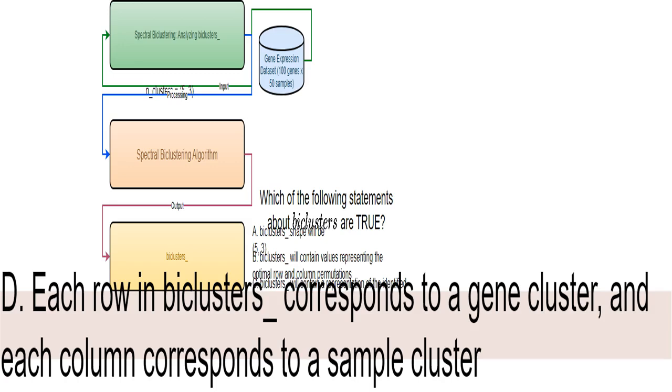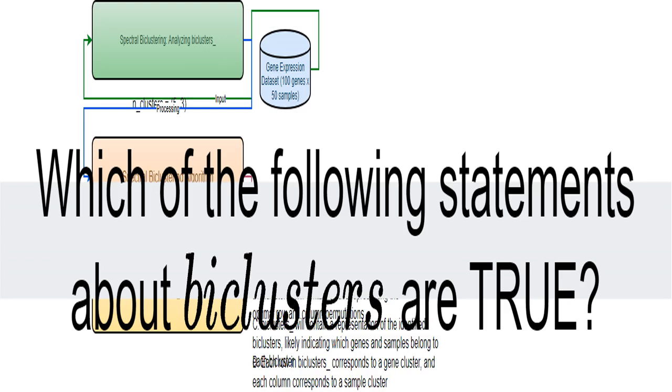Incorrect. The structure of BICLUSTERS isn't as simple as rows representing gene clusters and columns representing sample clusters. It's designed to show bicluster membership in a more complex way than that simple structure. This is the main question of the quiz. I need to evaluate each statement, A, B, C, and D, to determine their correctness based on my understanding of the BICLUSTERS attribute within the context of spectral biclustering.